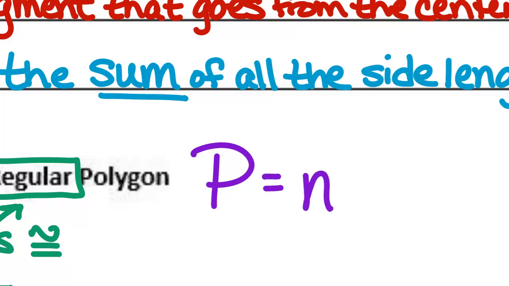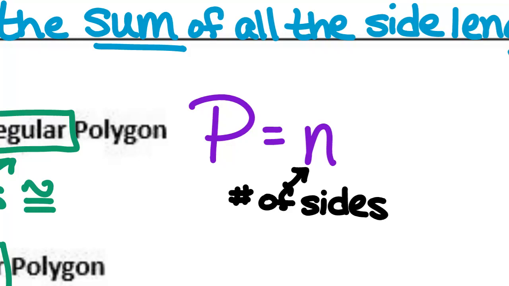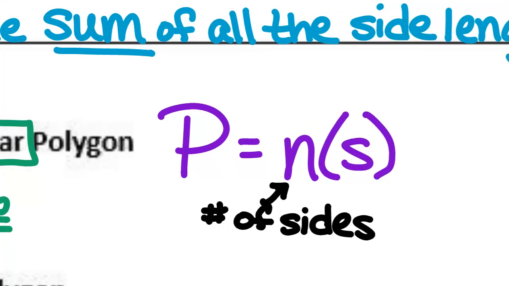So to find the perimeter of a regular polygon, we take the number of sides that polygon has, we're going to call that n, and we're going to multiply that by the length of one side. We're going to call that s.